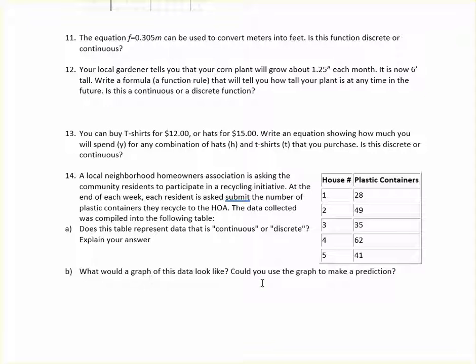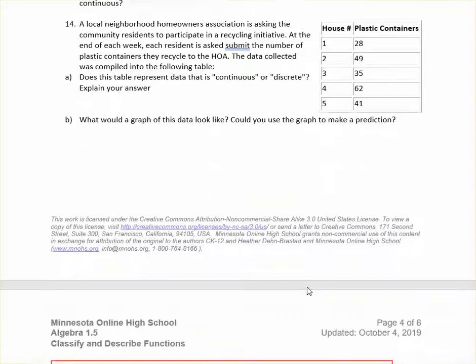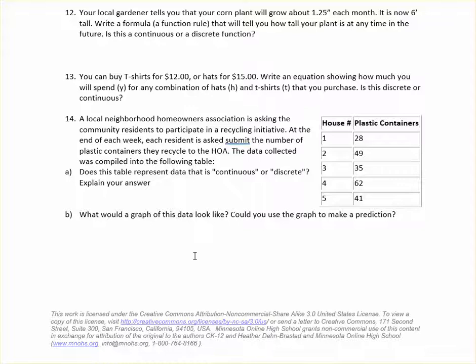And then what would a graph of this data look like? So after you decide for A, if it's discrete or continuous, you can describe your graph. It doesn't say that you need to make the graph. You just need to describe what it would look like. If it was a continuous function, you would say that it was a line connecting the points and it's a smooth curve, or maybe it's a U shape or an upside down U shape. If it's discrete and you just have a set of points, then you would say it's just a set of points. And then it says, could you use the graph to make a prediction? So you might want to look at what your values are and decide if it's showing a trend, or if it's random, then you can't use it to make a prediction.